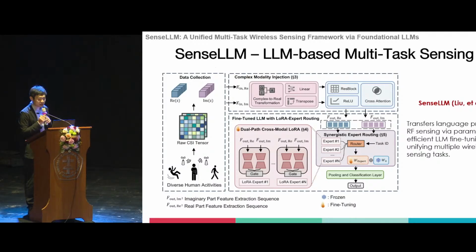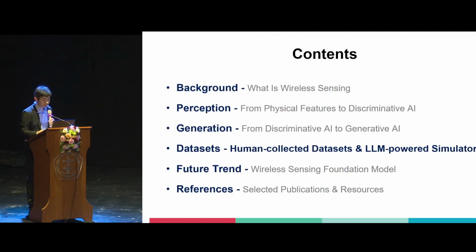On top of this, we notice that different wireless tasks share some common patterns, but also have differences. For example, detection, gesture recognition, and gait analysis all involve motions of the torso, hands, and legs, but with different emphasis. So we design an expert routing module similar to the mixture of experts technology.